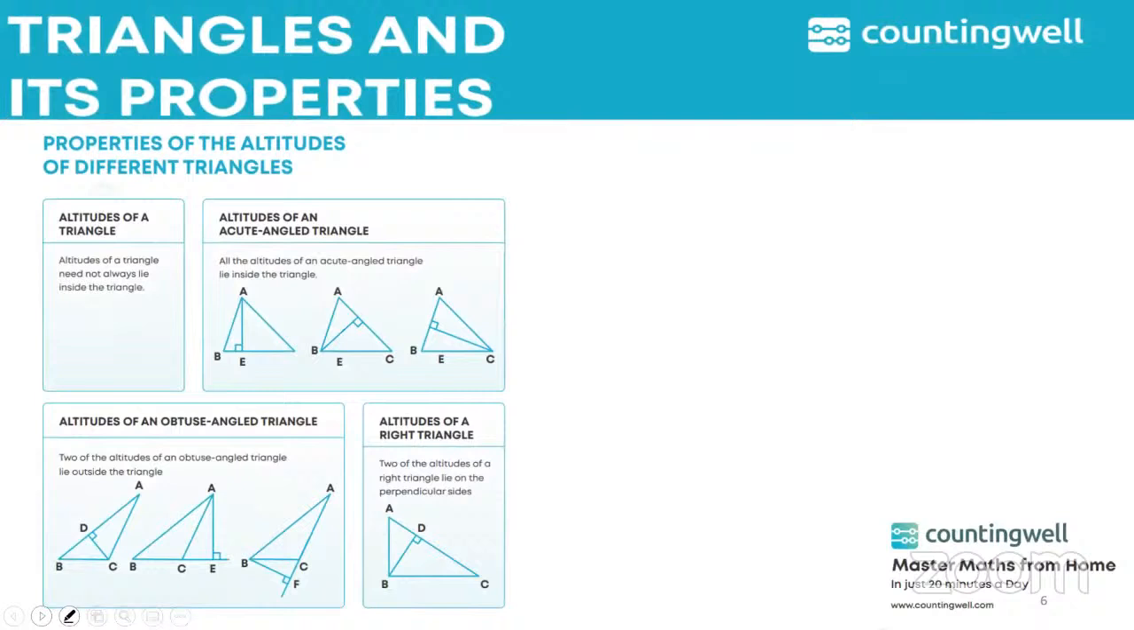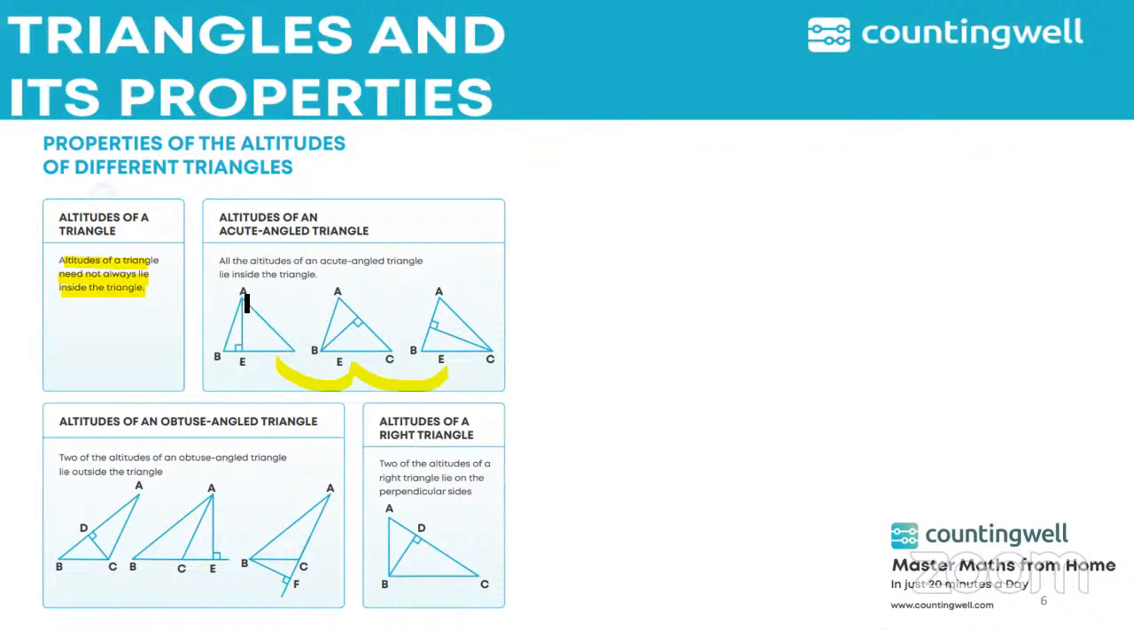Let us see the properties of the altitudes of different triangles. So altitudes of a triangle need not always lie inside the triangle. So we will see for an acute angle triangle, for an obtuse angle triangle, and for a right angle triangle. So you can observe here we have an acute angle triangle ABC. If you see, all the altitudes lie inside the triangle.